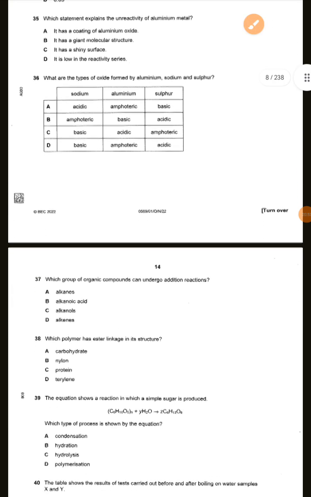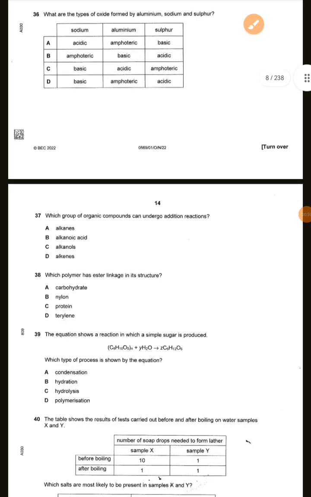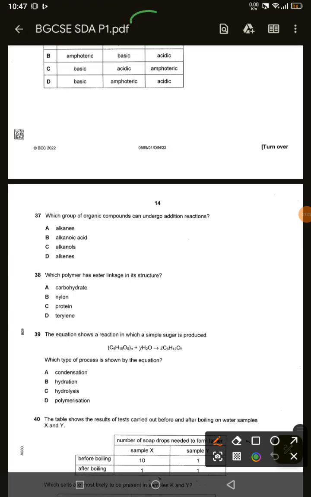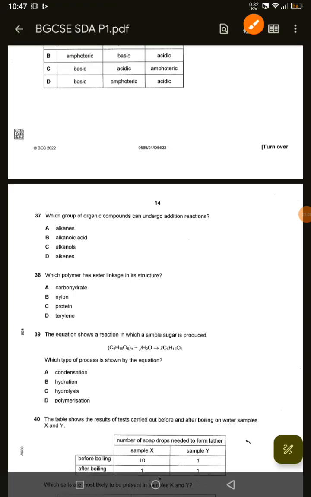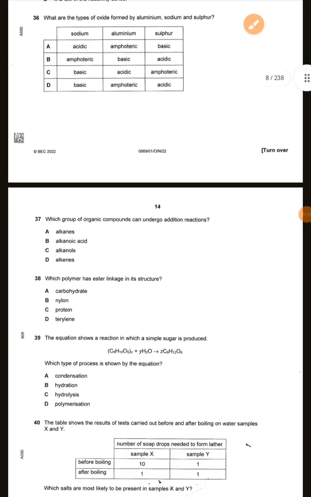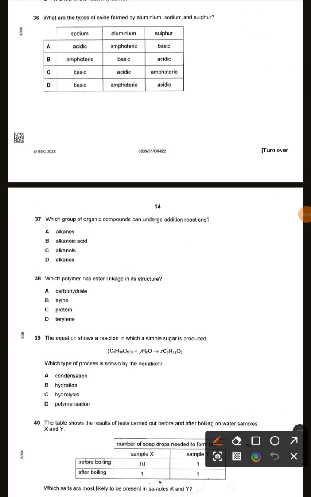So that's our answer there. And then number 36. What are the types of oxide formed by aluminum, sodium, and sulfur? Remember, aluminum forms an amphoteric oxide. So we'll take anything for amphoteric for aluminum, this, that. So we remove these two.